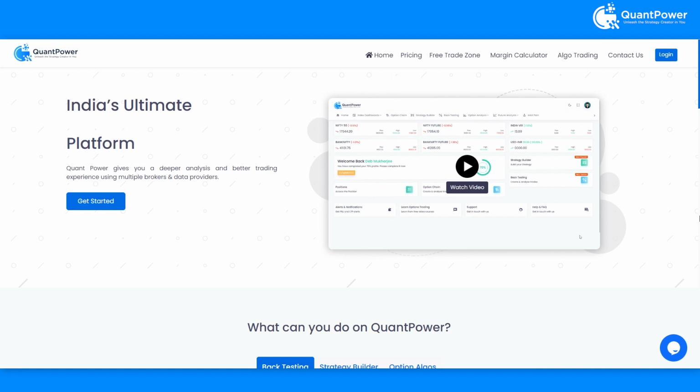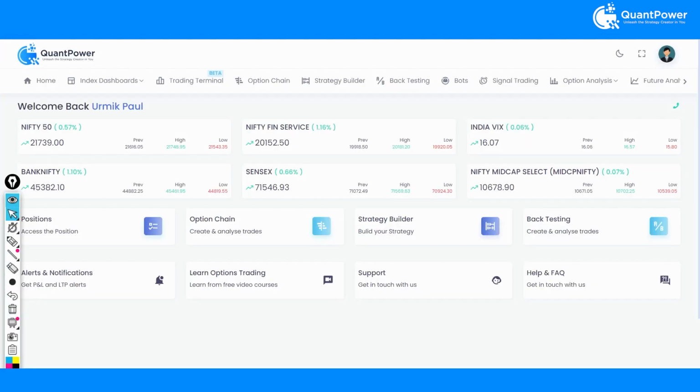Today, we are diving into a straightforward yet powerful option selling strategy that's suitable for both intraday and positional trading. Let's get started by logging into your QuantPower account and heading over to the charts.